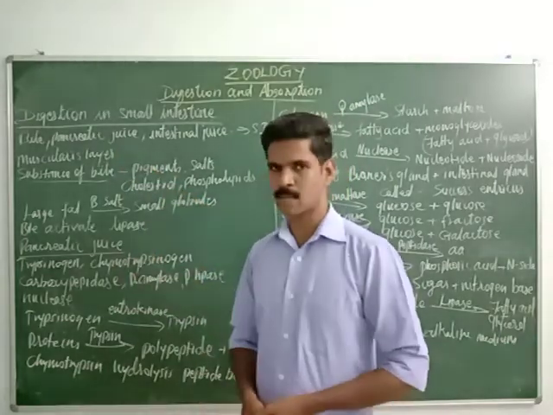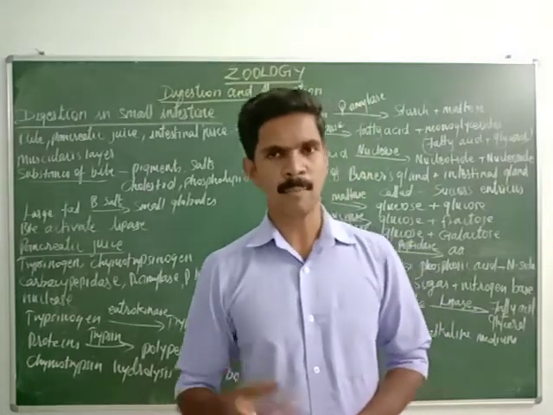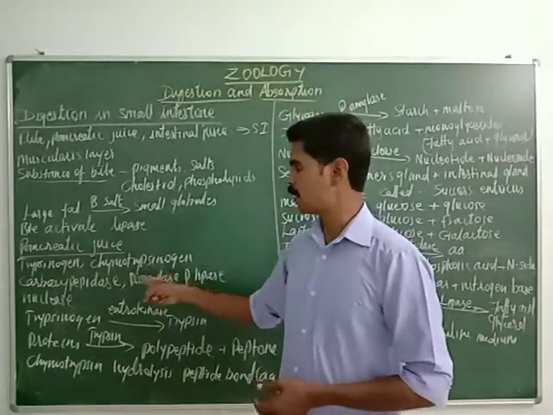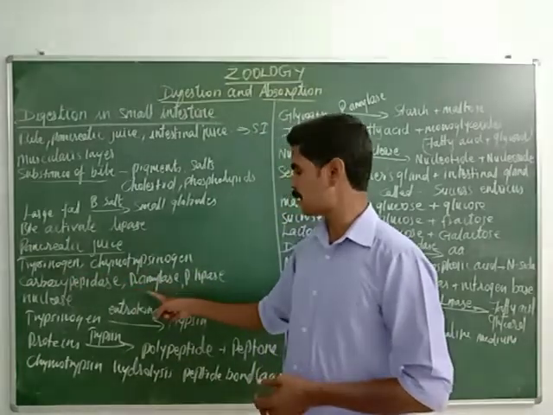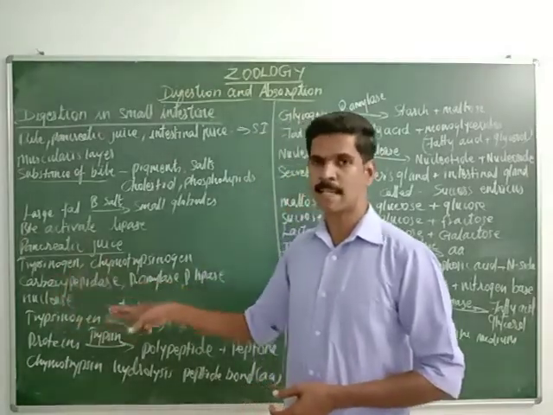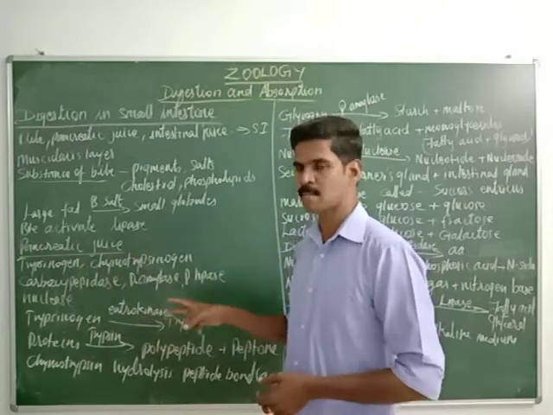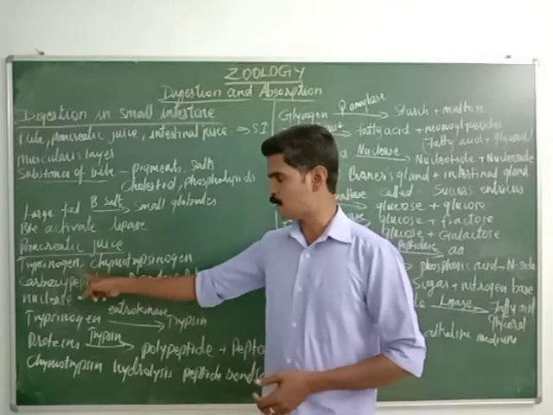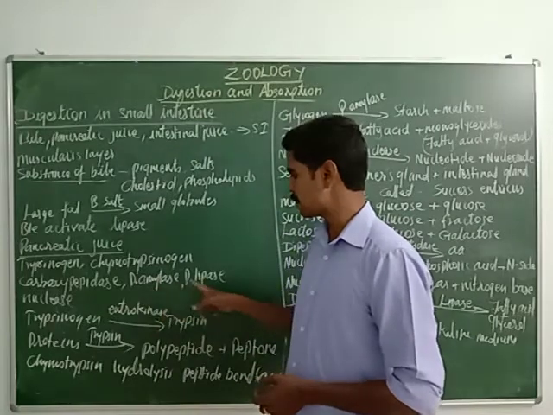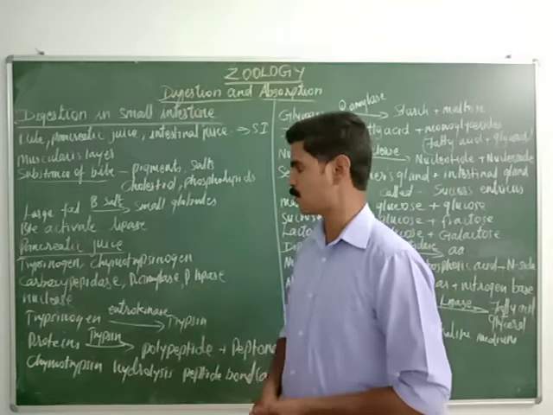Okay, like bile, the pancreatic juice also consists of many substances and many enzymes. For example, trypsinogen, chymotrypsinogen, carboxypeptidase, pancreatic amylase, pancreatic lipase, and nuclease. These are some of the very important enzymes present in the pancreatic juice. Once more, I repeat all the enzymes: trypsinogen, chymotrypsinogen, carboxypeptidase, pancreatic amylase, pancreatic lipase, and nuclease.